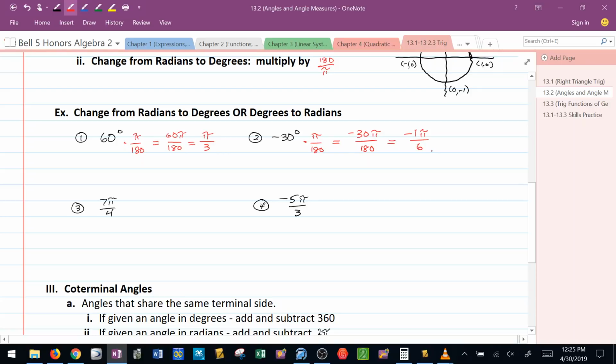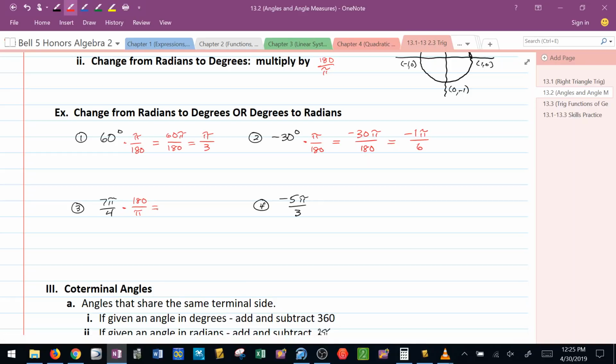All right, now what if I wanted to change from radian measure to degree measure? The beauty is what I'm trying to do, and this is how I always remember it, I'm trying to get rid of the pi. So instead of multiplying by pi over 180, I'm going to multiply by 180 over pi. When I do this, I notice how the pi's are going to cancel each other out.